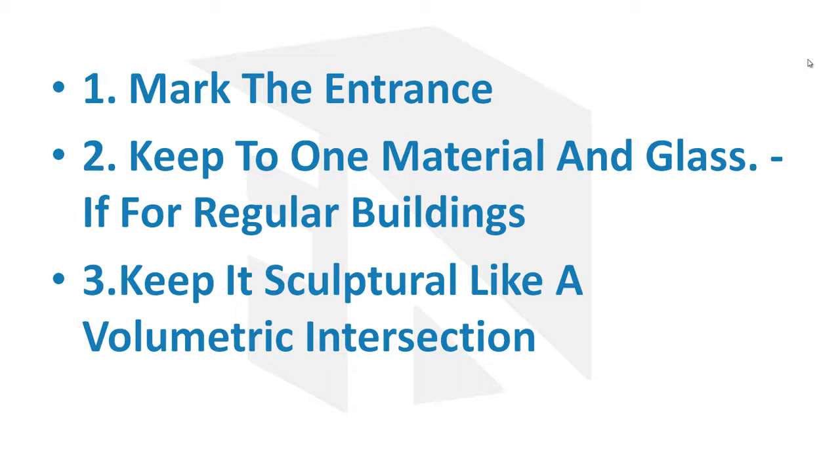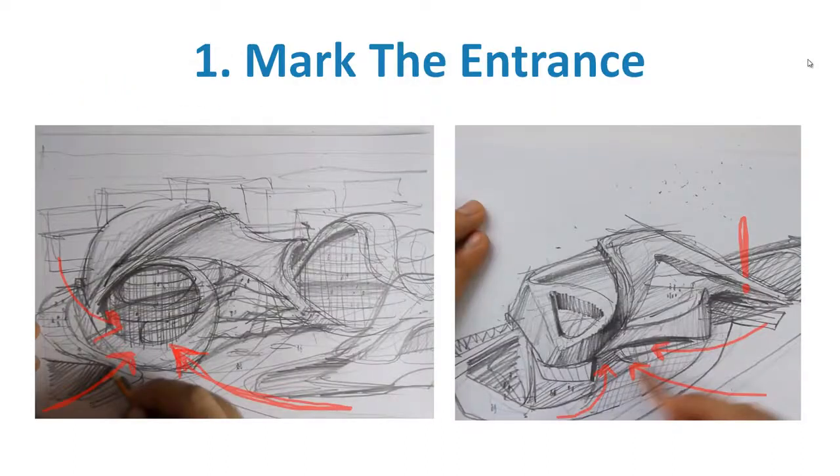In this case, we will stick to 2 because of the specific visual language of organic architecture. Keep it sculptural, okay? Make it like a volumetric intersection, okay? Sculptural is very important in this case. So let's mark the entrance.